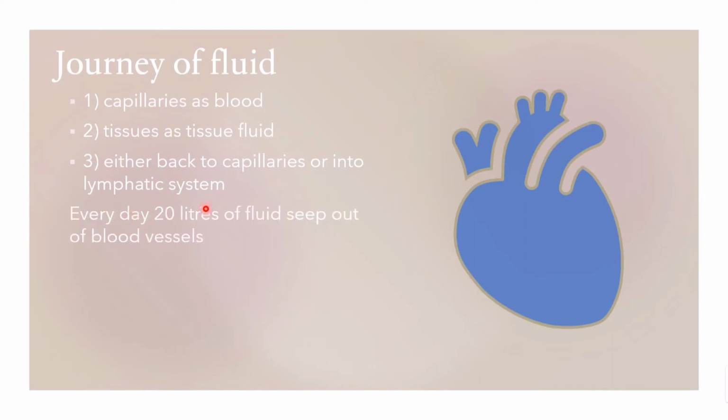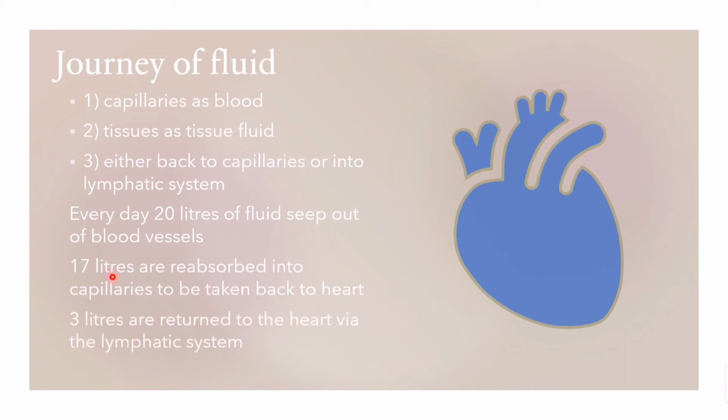So every day 20 litres of fluid seep out of our blood vessels. So this is this stage here, 20 litres of the fluid in the blood seeps out of the capillaries into the tissues. And 17 litres of these 20 are reabsorbed back into the capillaries afterwards. And this is where it's taken back to the heart. So that leaves 3 litres that are left in the tissues. And these have to be returned to the heart via the lymphatic system. So this is our network of lymphatic vessels.